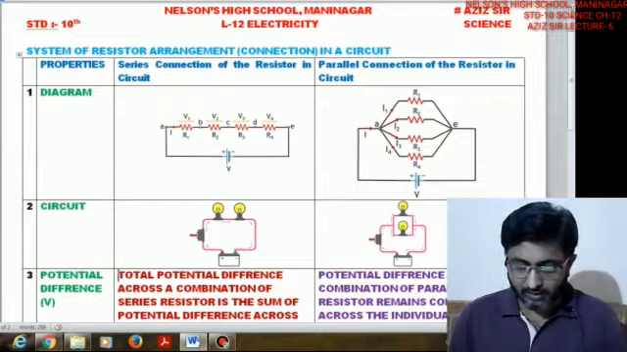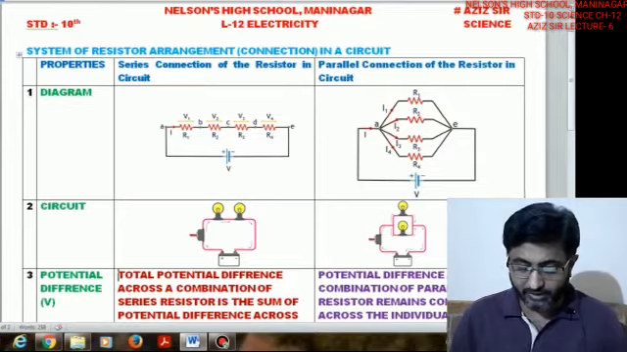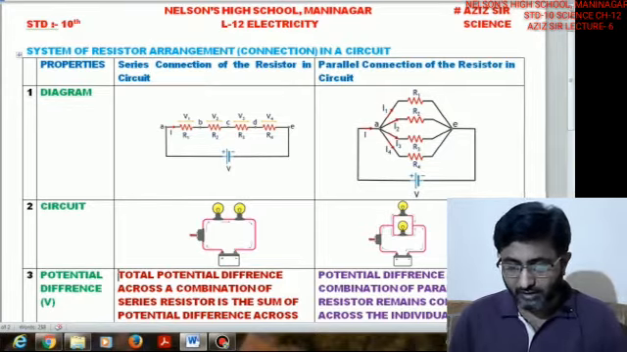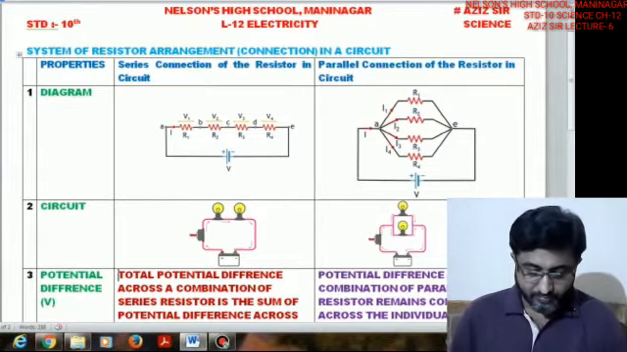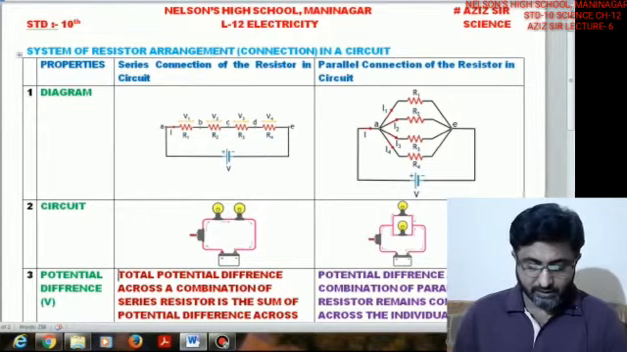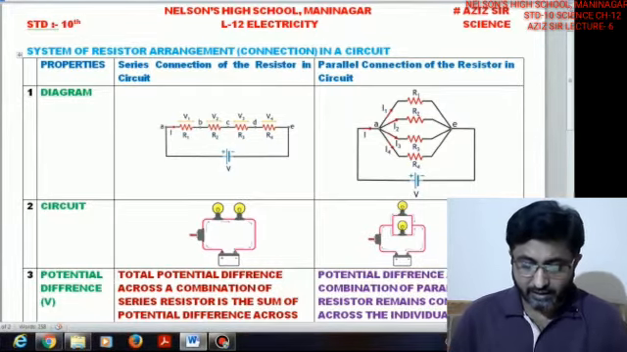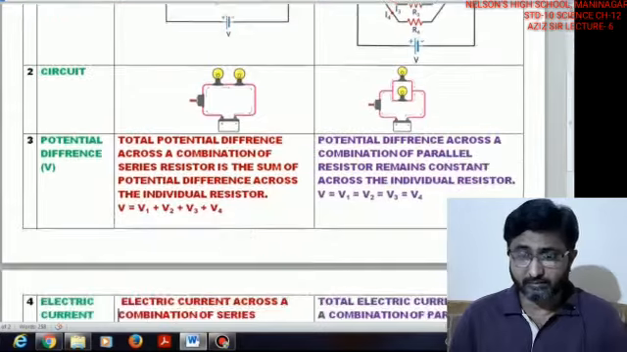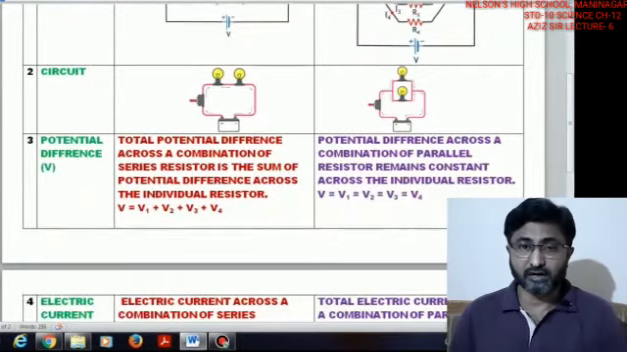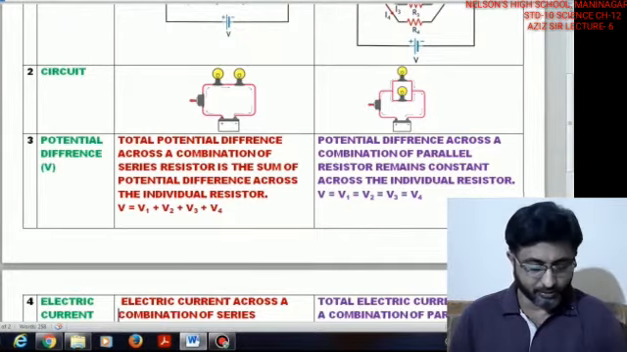In case of parallel connection, you are able to see all the resistors have a common starting point, that is A, and all the resistors have a common ending point, that is E. In the circuit diagram also you are able to see two bulbs. In series, the two bulbs are connected from the end of the first resistor to the starting of the second. In case of parallel connection, both bulbs have a common starting point and common ending point.